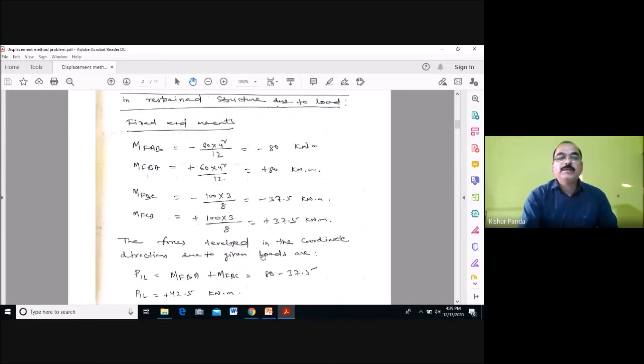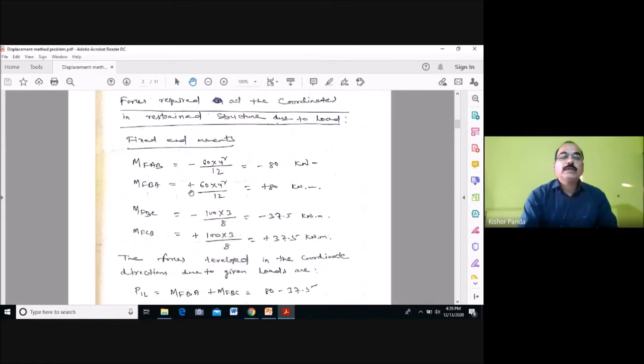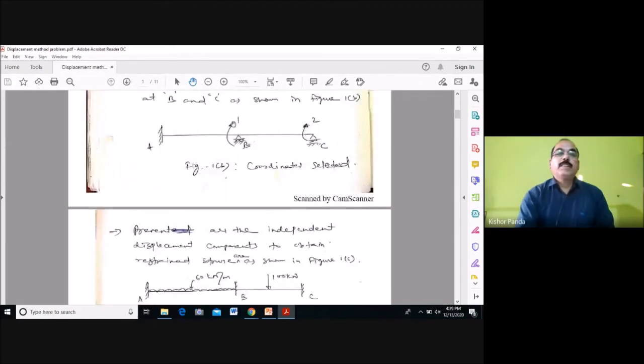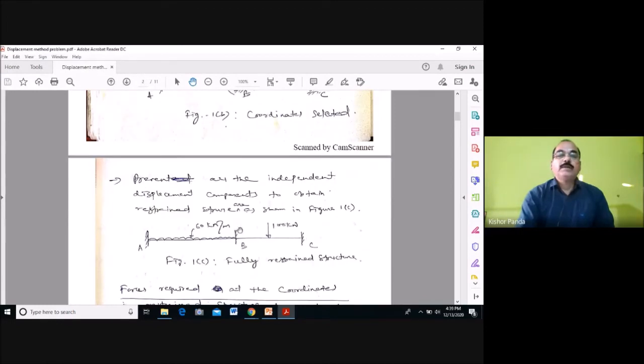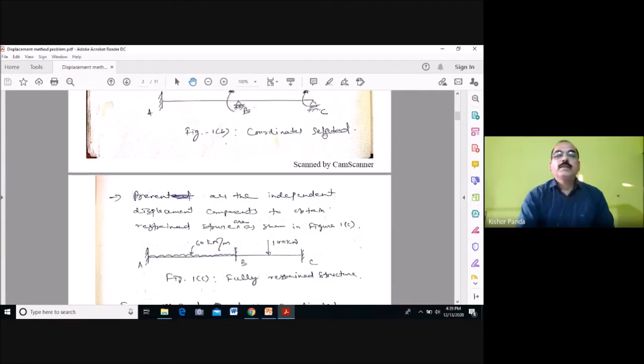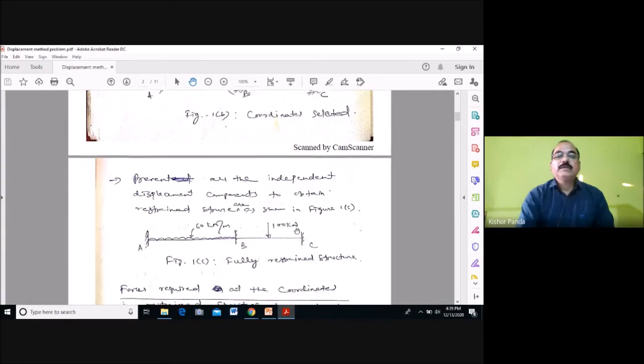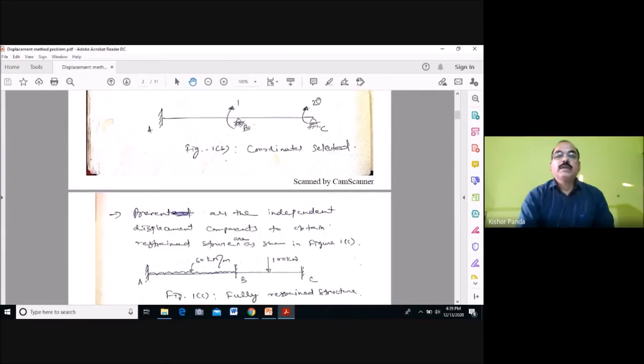Then the forces developed in the coordinate directions due to the given load: all of these are forces, moment or force, and you have to consider them all as forces. So you have to find the force at coordinate 1. From these spans, take the sum of the moments at B, and that is the force acting at coordinate 1. Similarly at coordinate 2, the moment you get here is MFCB, so this is the force acting at coordinate 2.